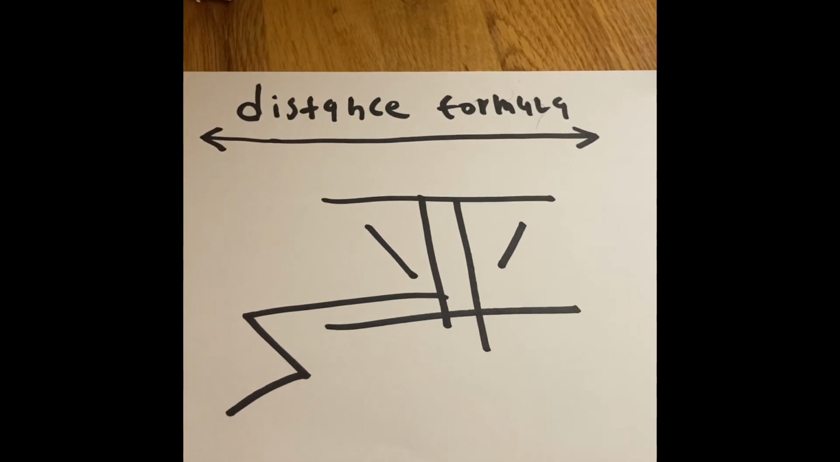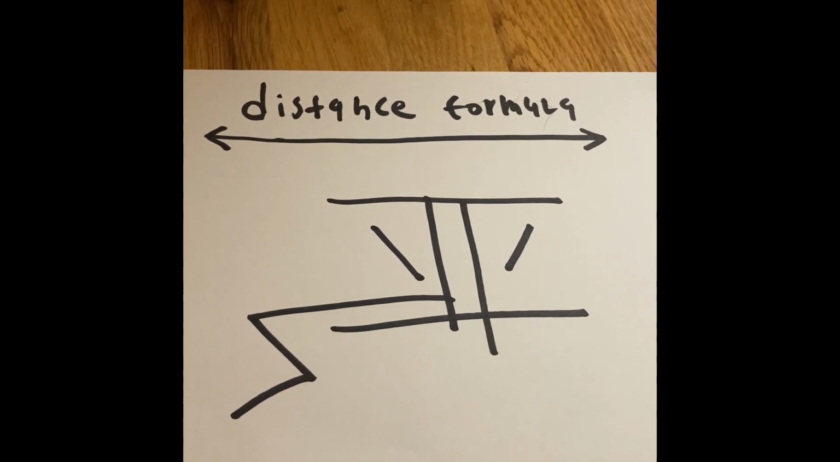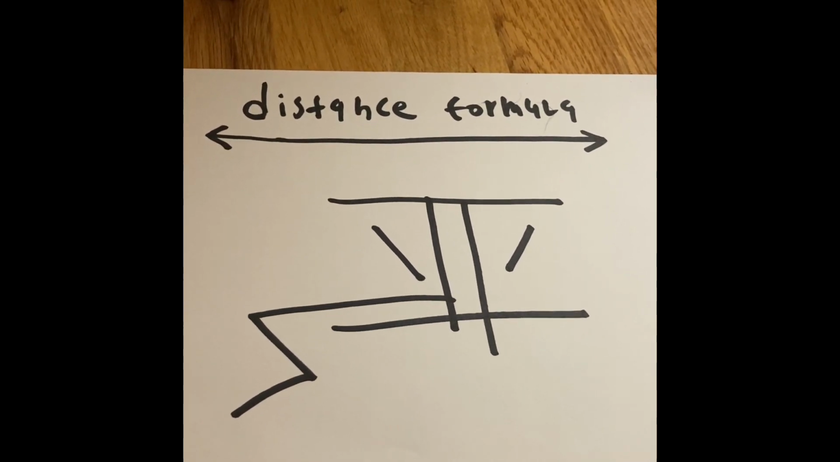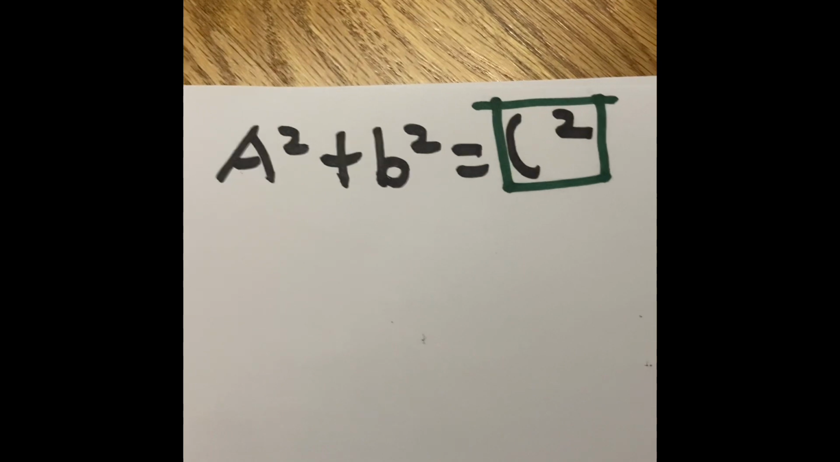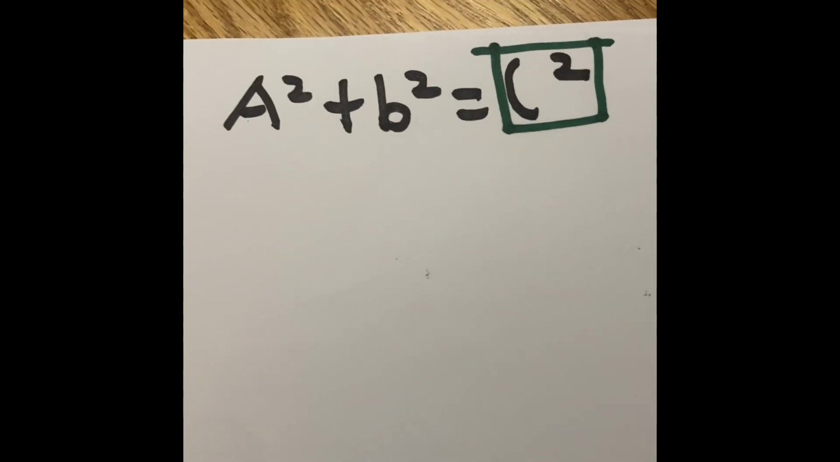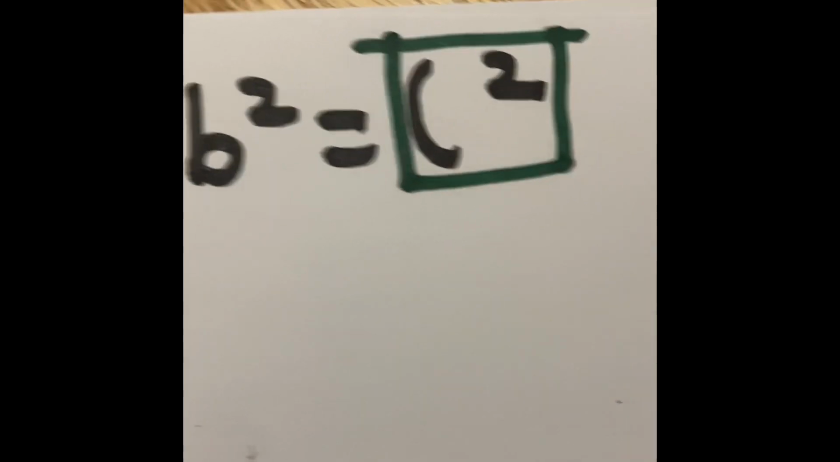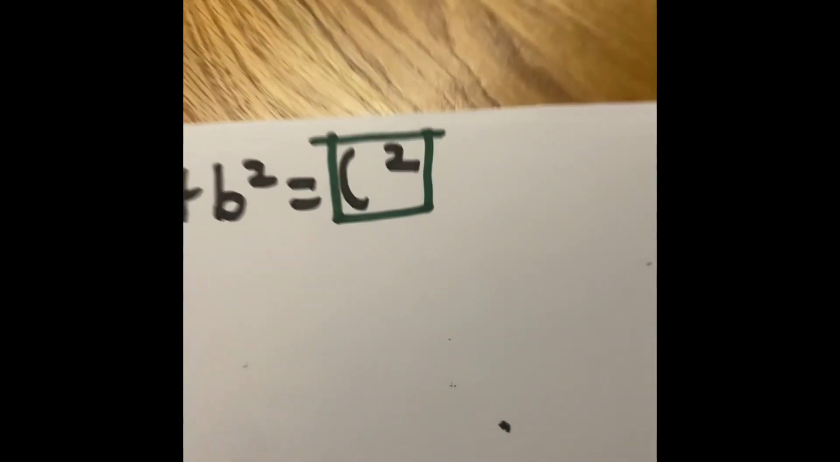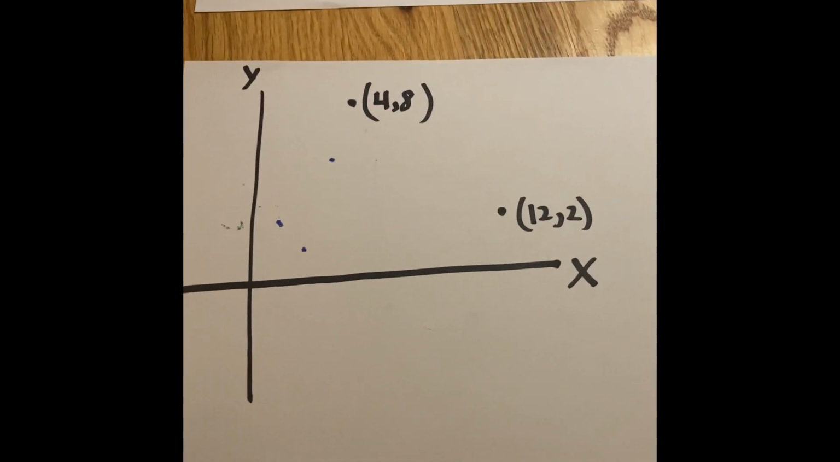So, to warm things up a bit, we're going to try to solve a problem using the Pythagorean theorem. Remember, the Pythagorean theorem has this formula, a squared plus b squared equals c squared, where a and b represent the legs, and c represents the hypotenuse. So, we have the problem right here. Ooh, it's an XY graph.